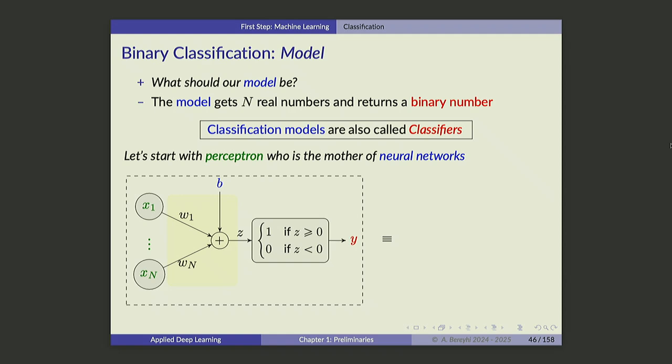Now, this guy y, what could it be? It could be only 0 or 1, right? If z is negative, it's going to be 0. If z is positive, it's going to be 1, right? So this y now is of the form of the label that I have. This now can be the output of my model, right? So this guy is now a model, right?